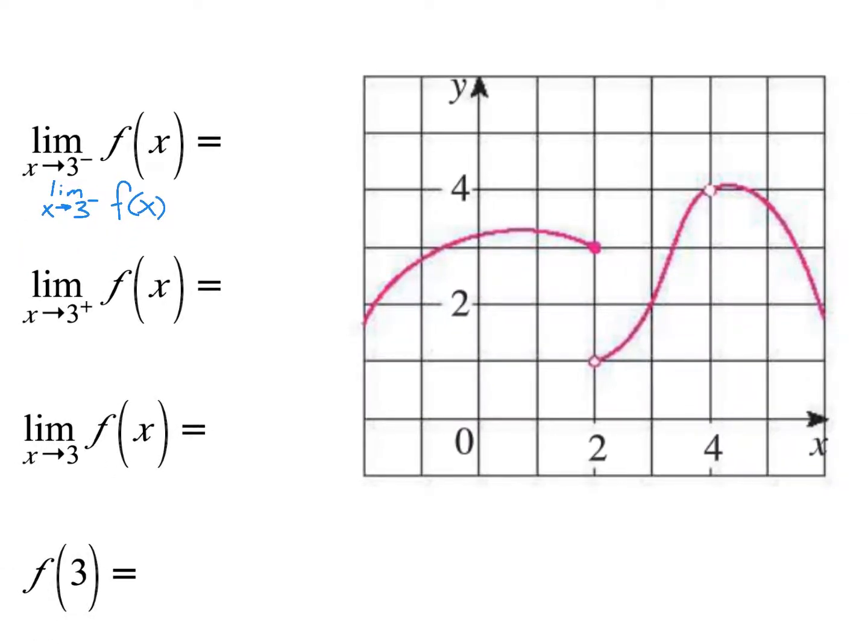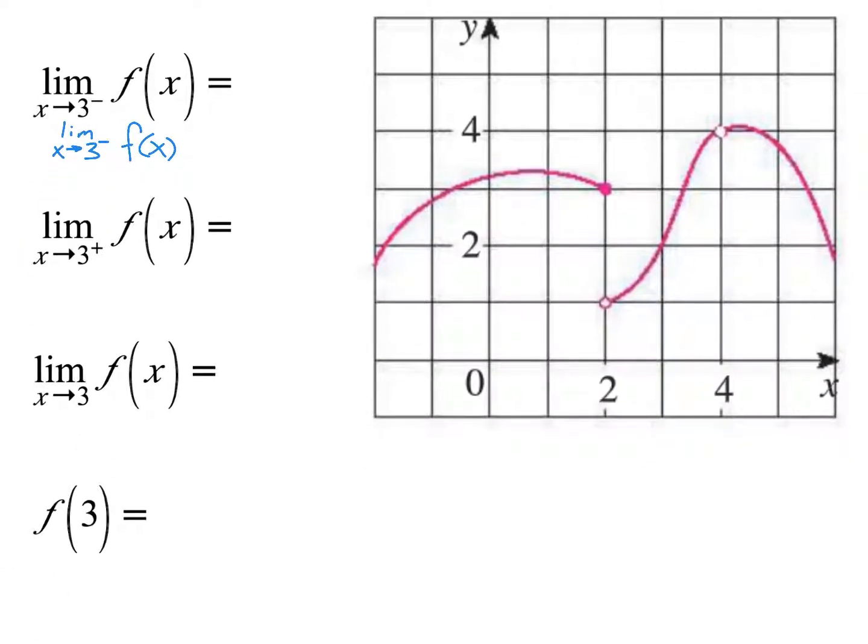All right, so in our graph, I'm looking to see what this is approaching as we approach 3. So I'm looking for where the x is 3 here, and I'm looking from the left side. So I'm following the graph from the left side as it approaches 3. What number am I approaching right here? What is that y value? 2. And so that is actually the answer. The limit as x approaches 3 from the negative side is 2.